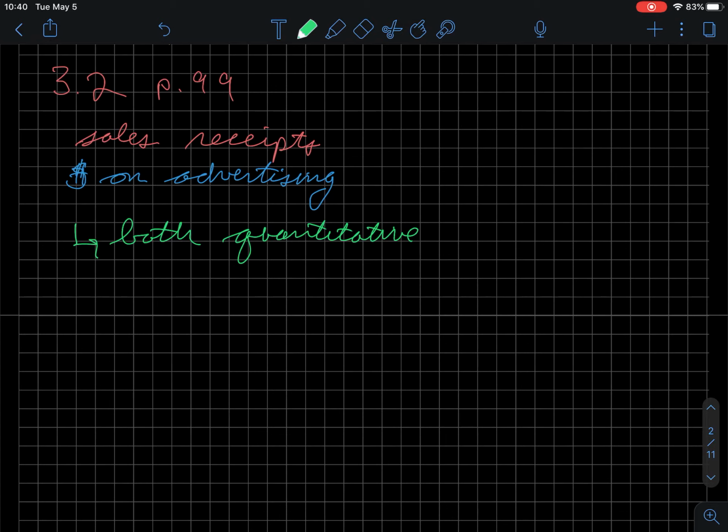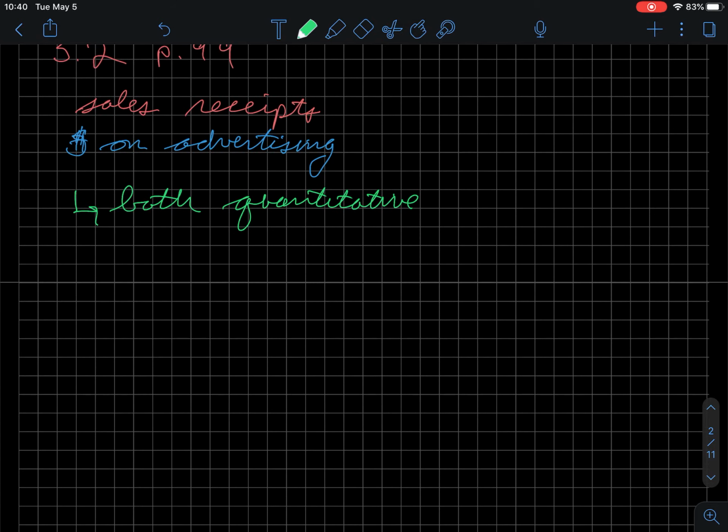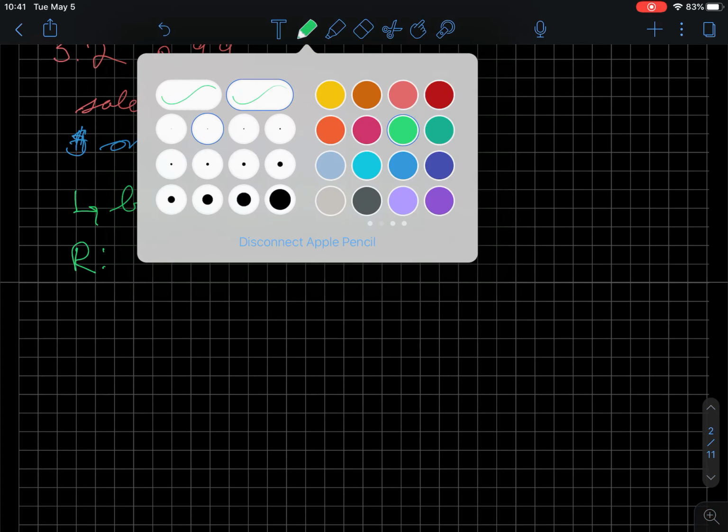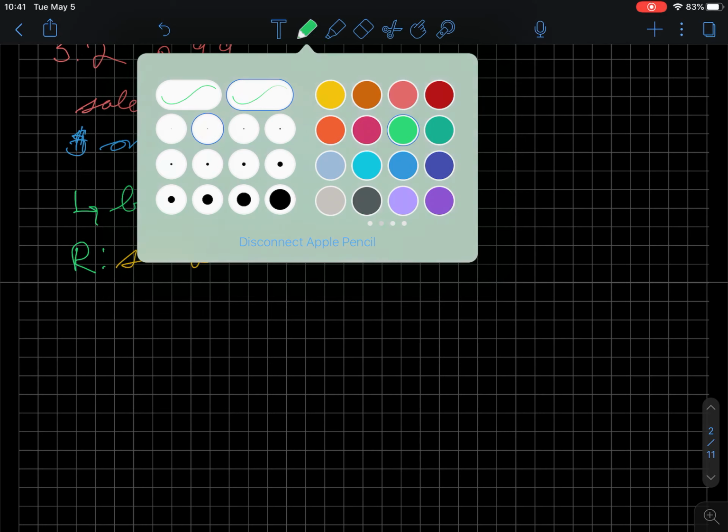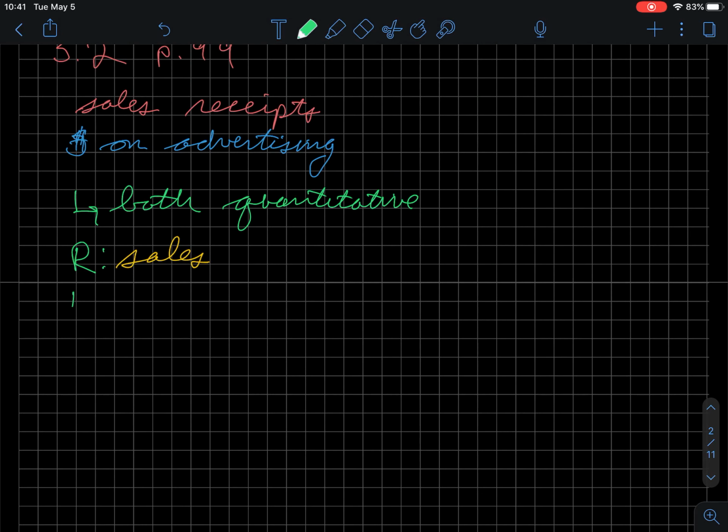And then it wants us to identify the response variable and the explanatory variable. What do you guys think on this one? We're going to say the response variable in this case is sales, which means the explanatory variable is money on advertising.